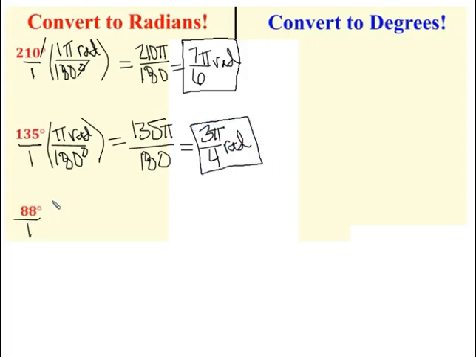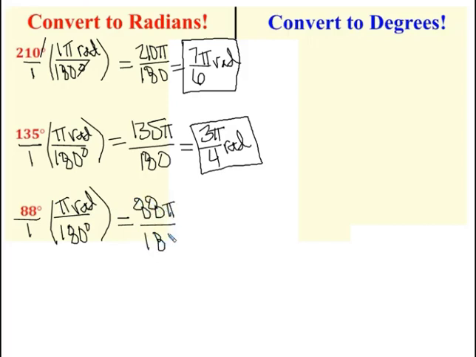All right, one more. Let's try 88 degrees. What would that look like in terms of a radian? Using our easy conversion of 180 degrees is the same as 1 pi, we can multiply across to get 88 pi over 180. And then simplifying our values, we get 22 pi over 45 radians.